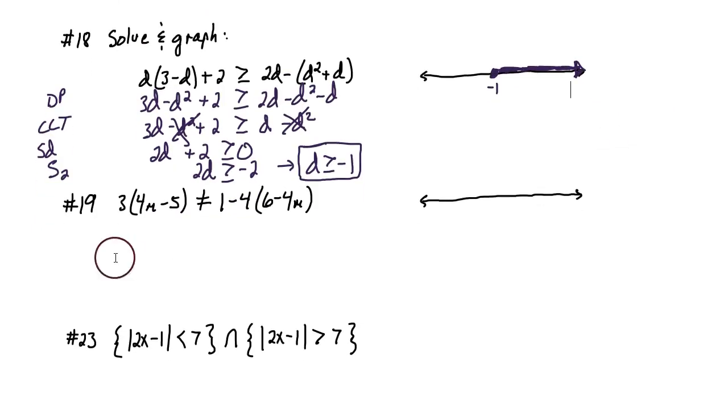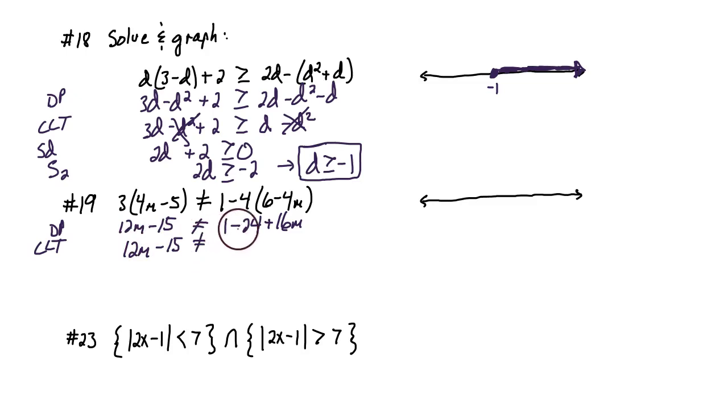Number 19, let's begin with the distributive property. 3 times 4m is 12m. 3 times negative 5 is negative 15. Negative 4 times 6 is minus 24. Negative 4 times negative 4m is positive 16m. Next, combine like terms. 1 minus 24 is negative 23.